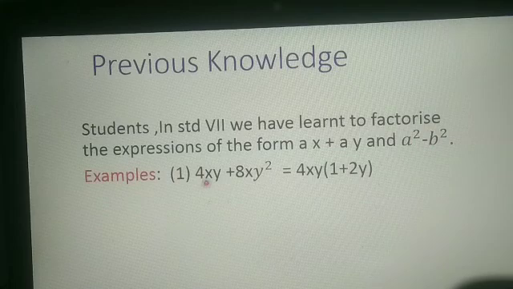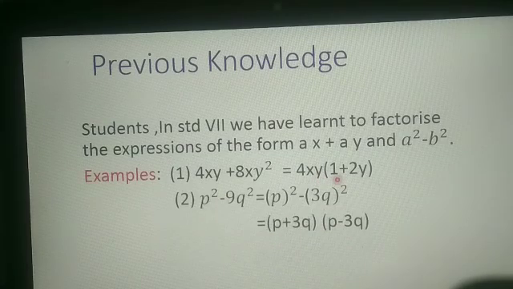First example is 4xy plus 8xy square. How to factorize? From these two terms, some terms are taken common. From the first term we have taken 4xy as common, and in the bracket what is left? 1. Plus, from the second term again 4xy is common. So what is left? 4 2s are 8, x and y square, so one y will come inside the bracket. So what we have? 4xy into 1 plus 2y.